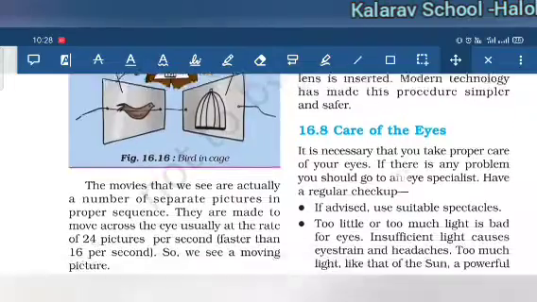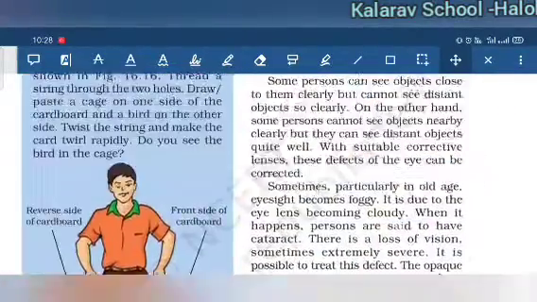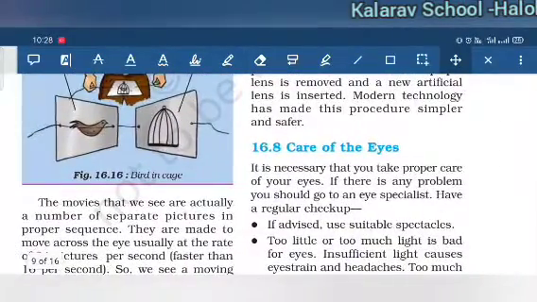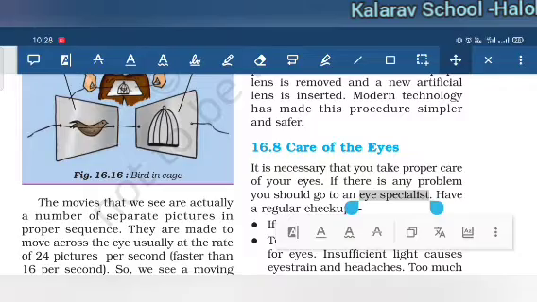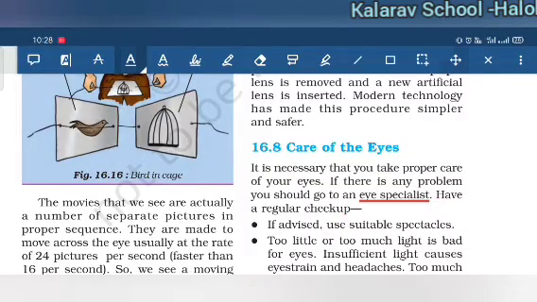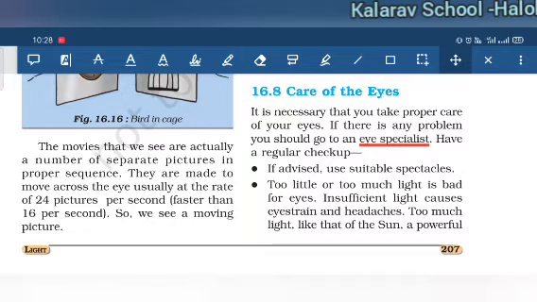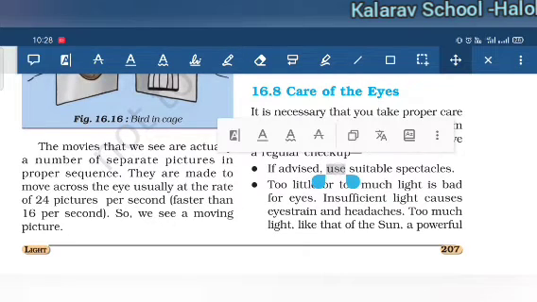So the next is the care of the eye. It is necessary that you take proper care of your eye. If there is any problem, please do regular checkups with the eye specialist. So here are a few points or advice you can follow for caring for your eye. So use suitable spectacles.